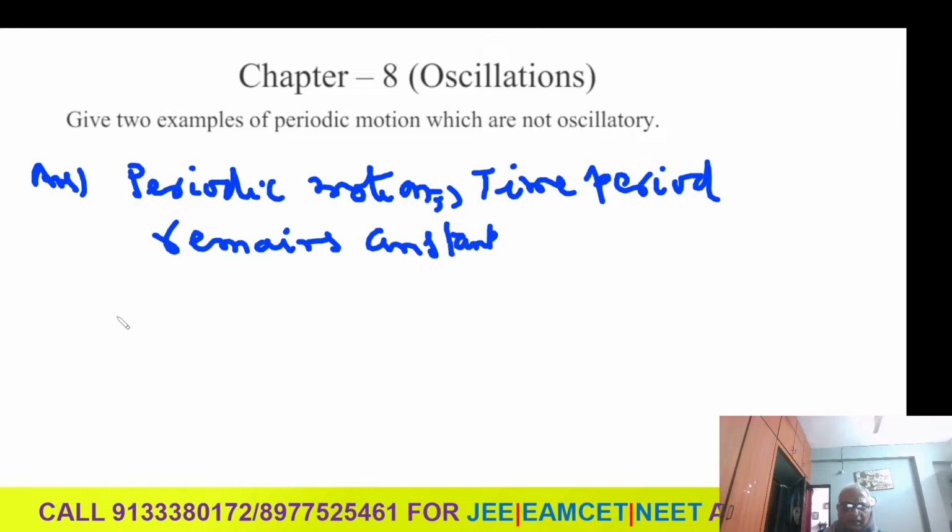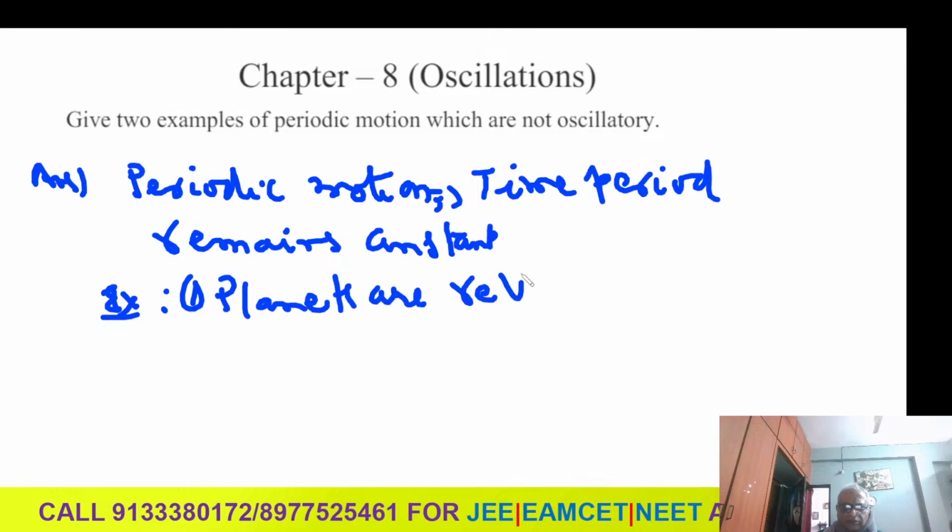So those which are not oscillatory means rotatory. An example for this: planets revolving around the sun in an elliptical orbit.